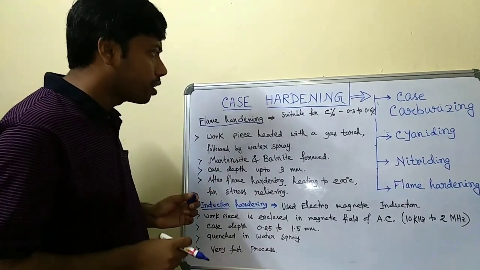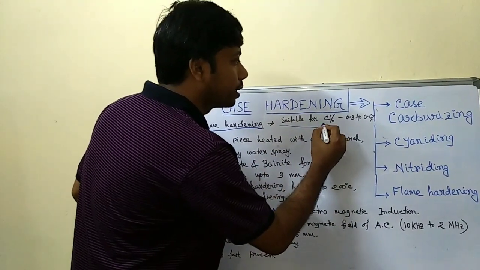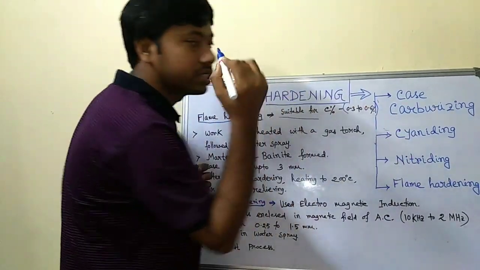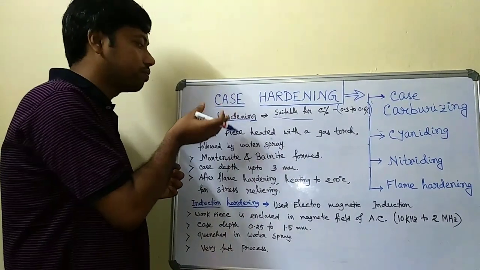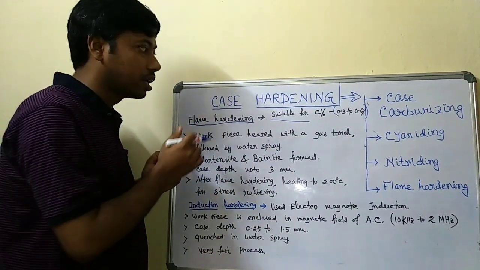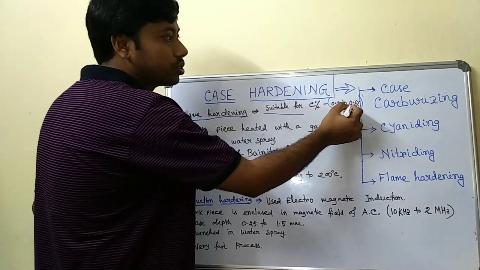That is the first point. The second point is where it is suitable. It is suitable for steels with a carbon percentage of 0.3% to 0.6%. For all these types of steel, you can use the flame hardening or case hardening process.